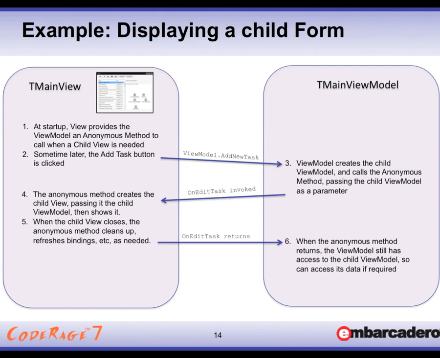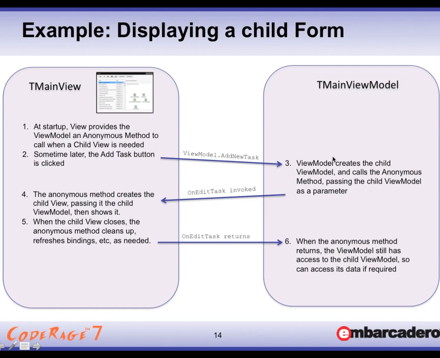When that child view closes here, the rest of the anonymous method runs. Cleans up, frees the form, does whatever it needs to, refreshes the bindings maybe in the main view. But basically that anonymous method returns back to the main view model. Okay, and at this point the main view model still has a reference to the child view model. So if it needs to reach in and grab any state or data that was created during that process, it has it.